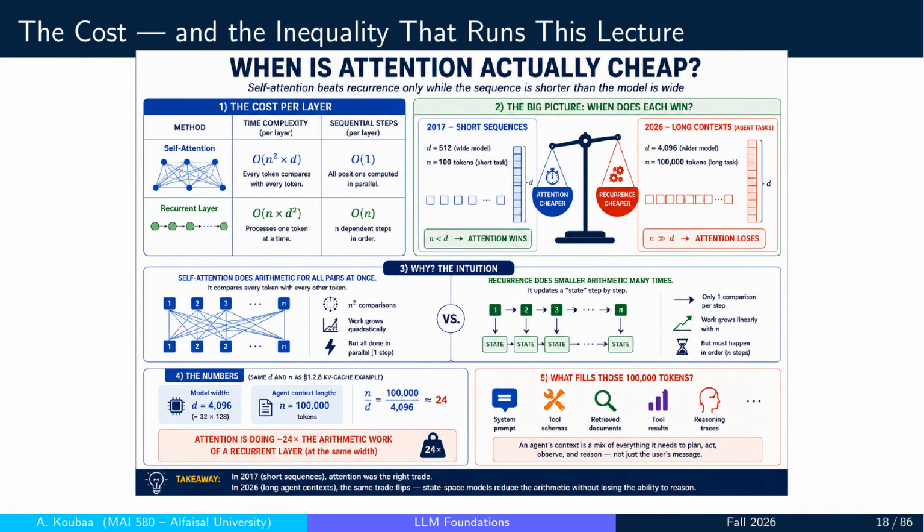Now, take a modern agent. Take an embedding dimension of about 4,000 and a context of 100,000 tokens. The ratio n over d is roughly 24. Attention is doing about 24 times the arithmetic work of a recurrent layer at that length. And now the part that makes it your problem rather than a curiosity. That is the cost of one step. An agent runs a loop.